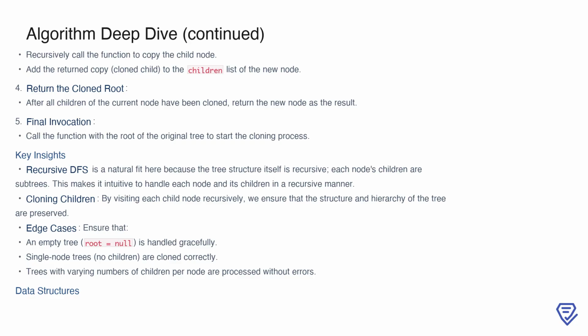This approach works seamlessly because an N-ary tree is inherently recursive in structure, with each node and its children forming smaller subtrees. By processing each node and its children recursively, we can maintain the integrity of the tree's layout. This method also handles edge cases like empty trees, single-node trees, or trees with varying numbers of children per node, ensuring that the algorithm is robust.